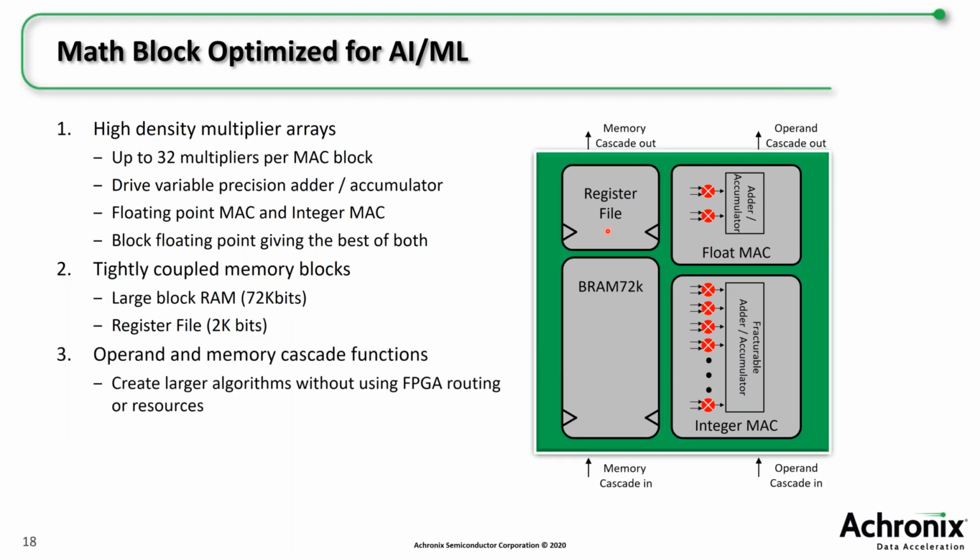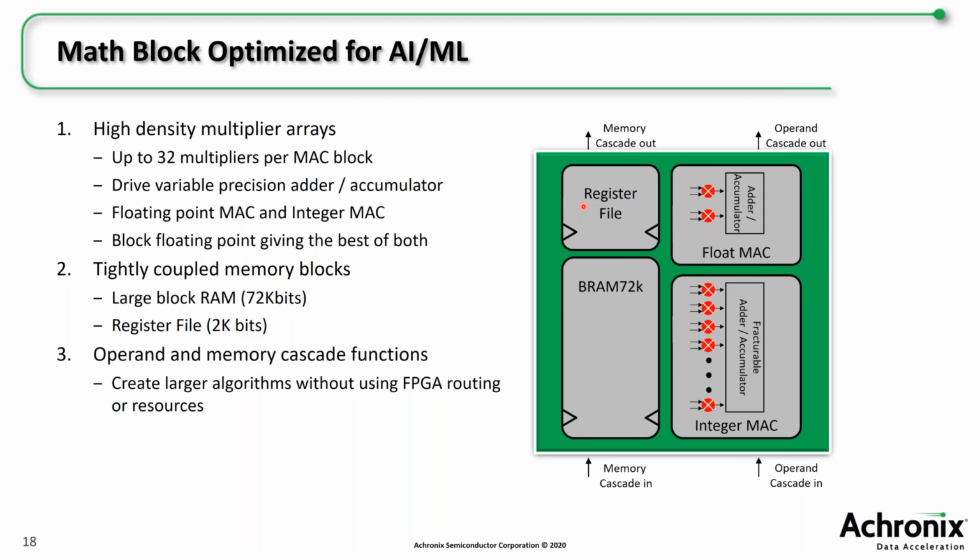The next part of the function is how these blocks are connected together. So there's a cascade that goes up and down the column to cascade the memory. So I would use the memory cascade, for example, if I wanted to form a larger memory than 72K bits. If I wanted 144K bits, I would then just cascade two of the memories together.